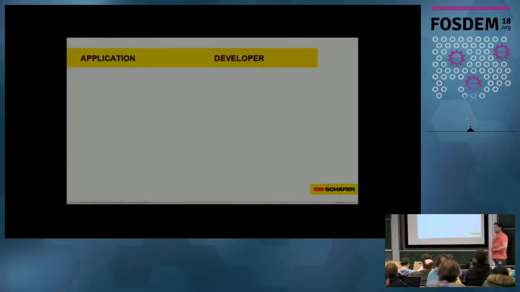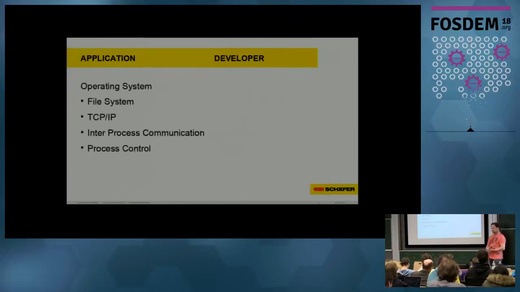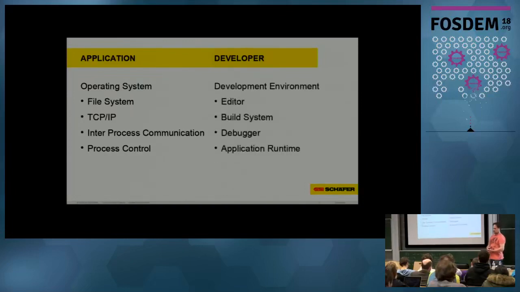But first, let's have a look at the different requirements for the application and the developer. The application does need the operating system. An operating system that suffices would provide a file system, some kind of networking, some kind of IPC, and of course process control. The developer, on the other hand, it's not the developer that needs the operating system, it's the development environment. The developer expects from a development environment, of course, an editor for the source code, a build system to create the application, a debugger.